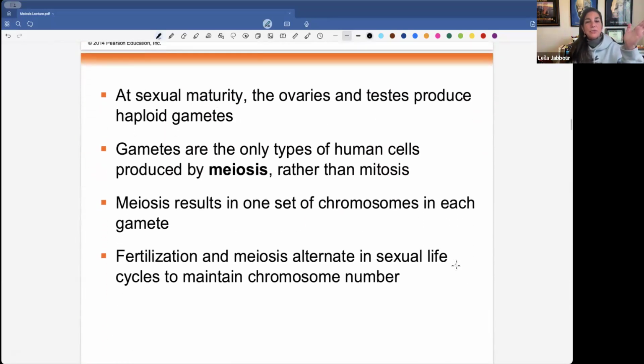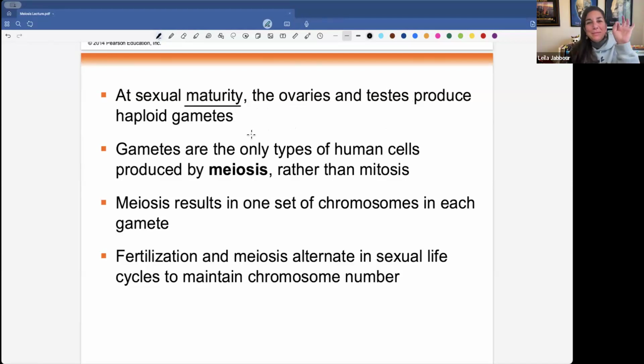All right, so we talked about the gametes being produced. Now, when are they being produced? Throughout the entire life of a male or female human being? No. Only at sexual maturity. The ovaries and testes produce haploid gametes.